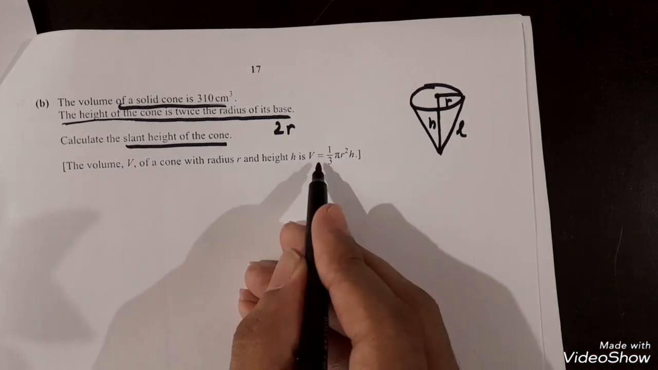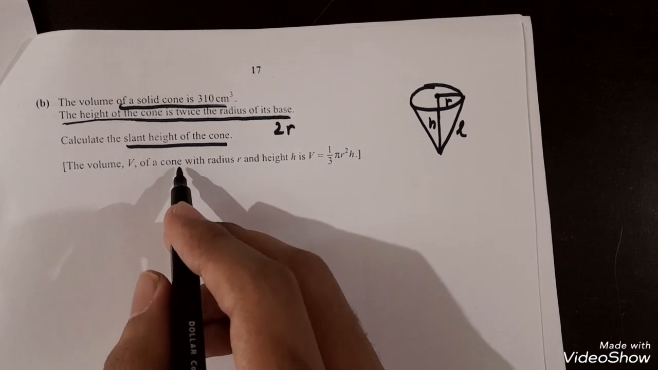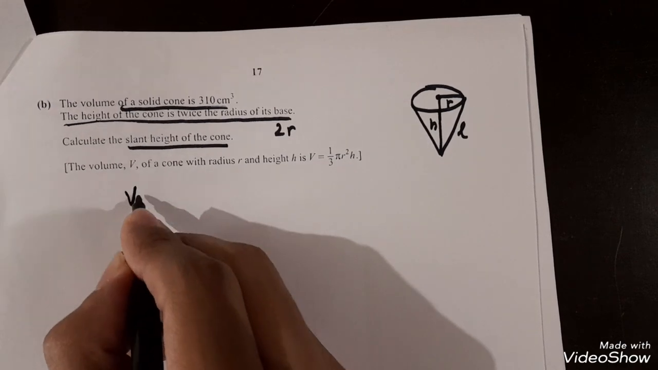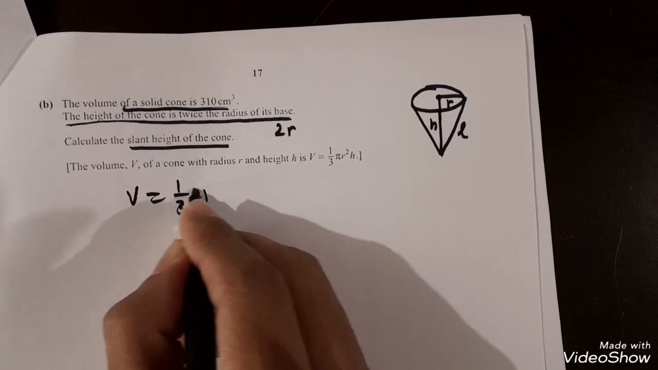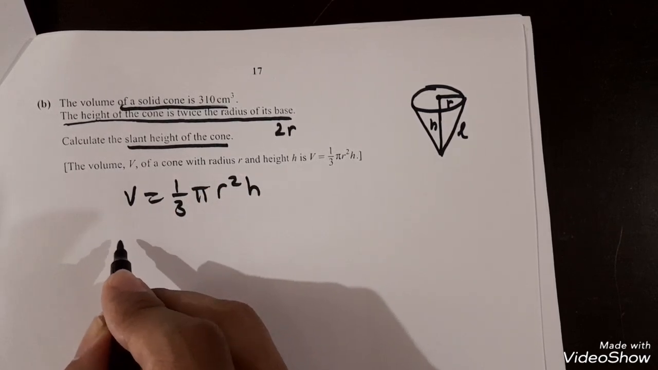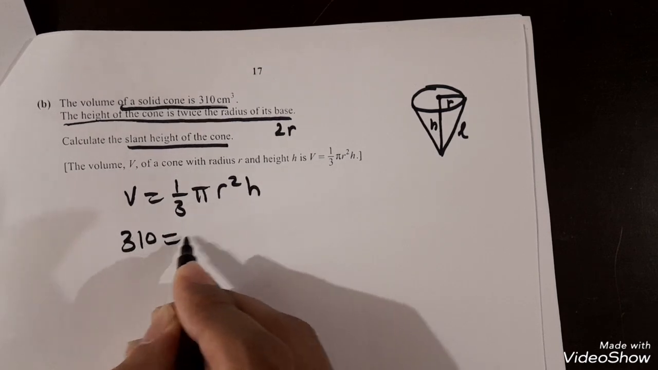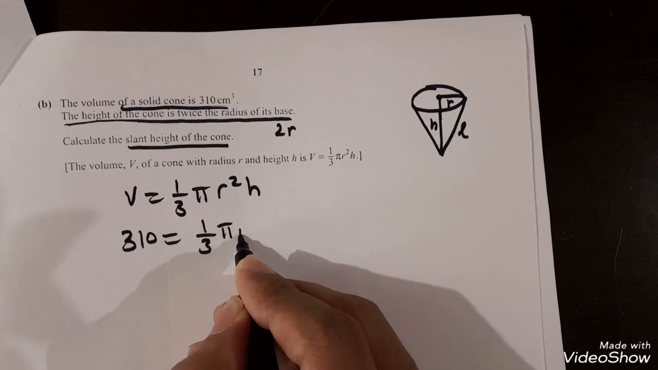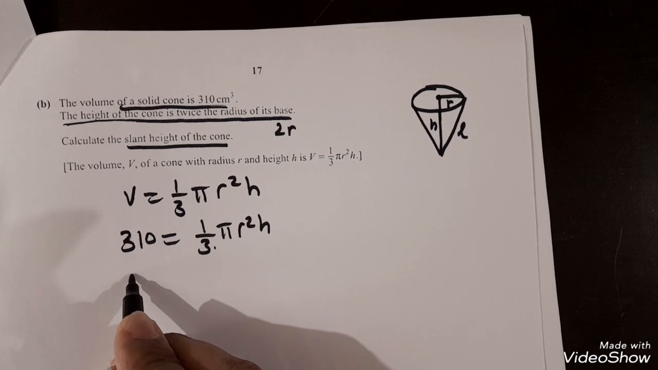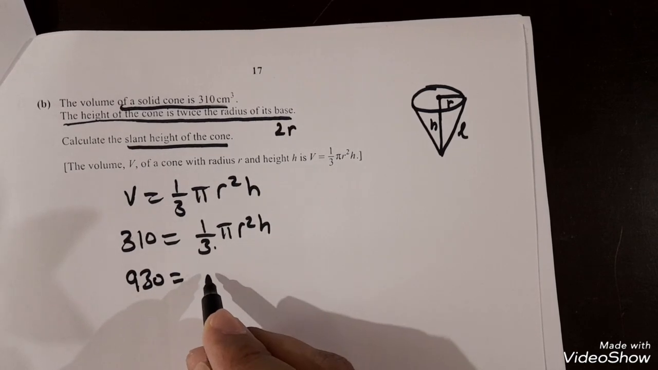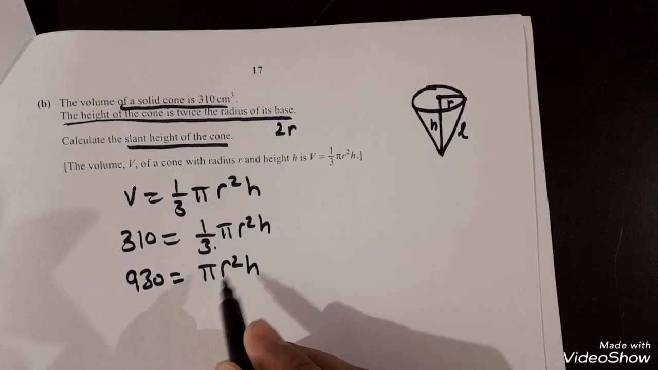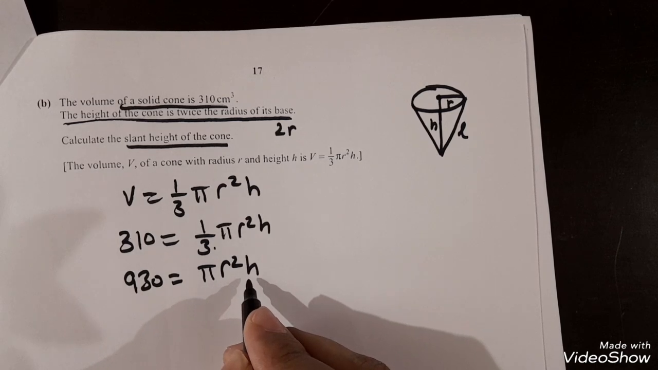Now we have to use this formula to calculate the slant height. So what we will do is write the formula, which is V is equal to 1 over 3 pi r squared h. Now we will input the values, which is 310 is equal to 1 over 3 pi r squared h. So we move 3 to the left side and multiply it, which will be 930 is equal to pi r squared h.